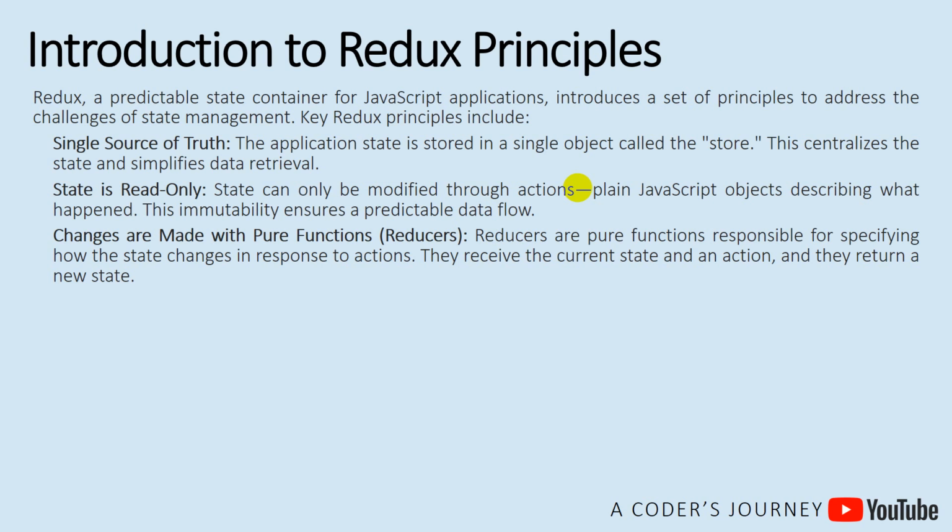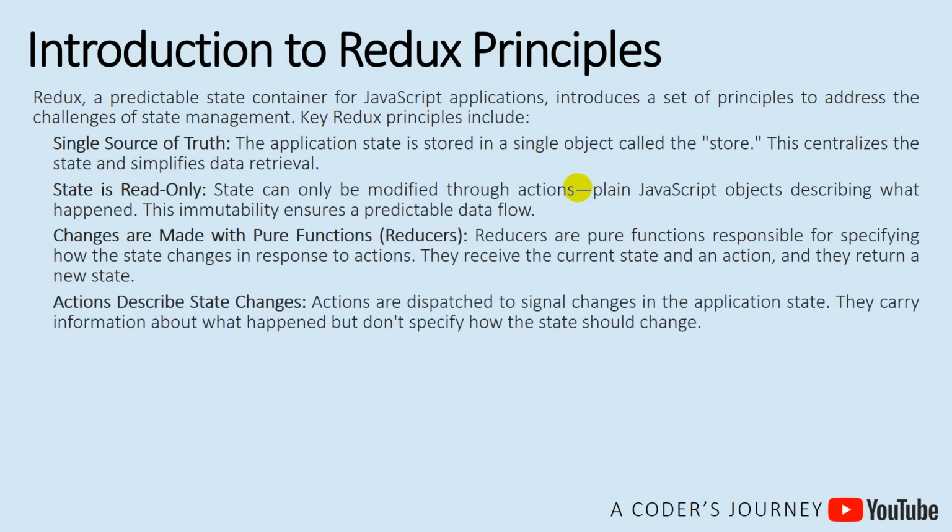Reducers take this immutable state and the action, and then they specify how the state changes in response to these actions, and then they return a new state rather than modifying the state which I told you is read-only or immutable. Actions describe state changes. Actions are dispatched to signal changes in the application state. They carry information about what happened but don't specify how the state should change.